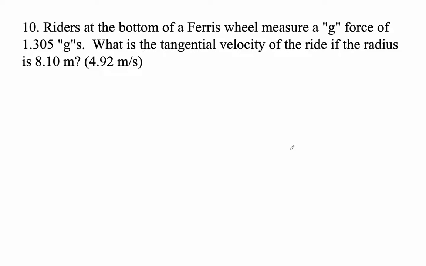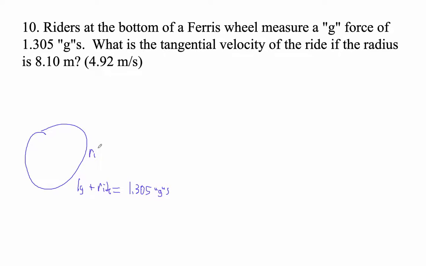Okay, so the first thing we want to do is figure out what the ride is doing. So we're going to do sort of like the problems we just did, only this is backwards. So let's draw a picture of this, right? What are they telling us? At the bottom, 1g plus the ride is equal to 1.305 g's. Well, doesn't that mean that the ride is 0.305?